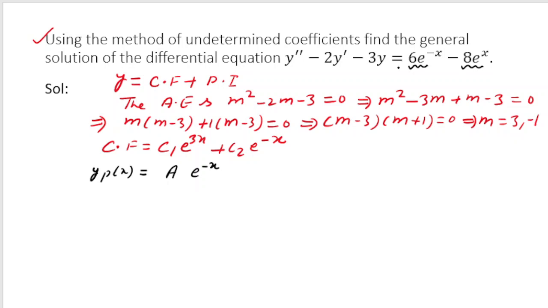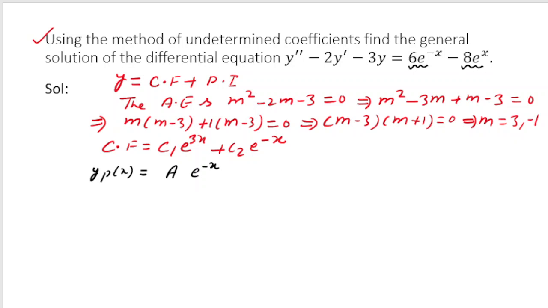Now some of you might be thinking why we are not considering this constant 6, because since we are selecting an arbitrary constant, we don't have to write this 6 term, because the a term itself will accommodate that 6, because a is the arbitrary constant. I hope you got it. So we are not looking at it like 6 multiplied by e to the power minus x. Actually it is an exponential function.